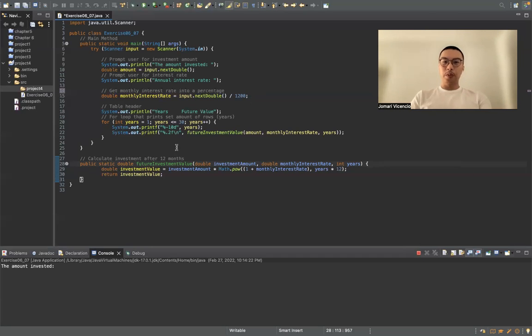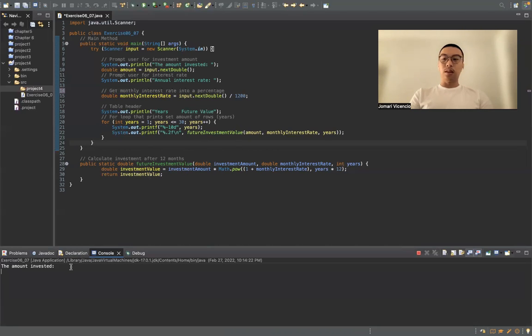And then after that, it would print out a table header, and then below the table header, it would run through a for loop that would continuously print out the number of years and the future investment until it hits the given value of 30. And this, we would use this method, which is just an investment, and it would return investment value.